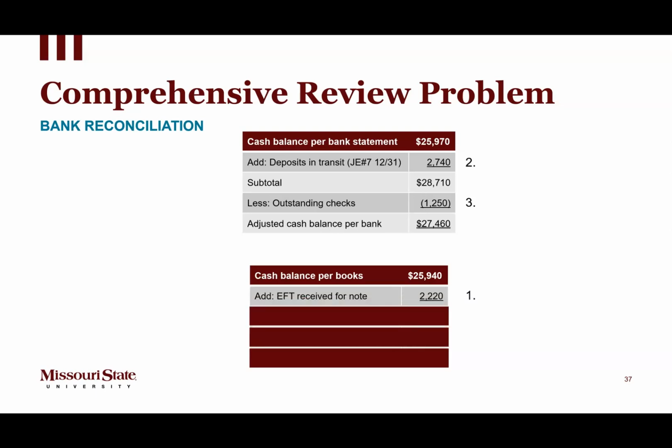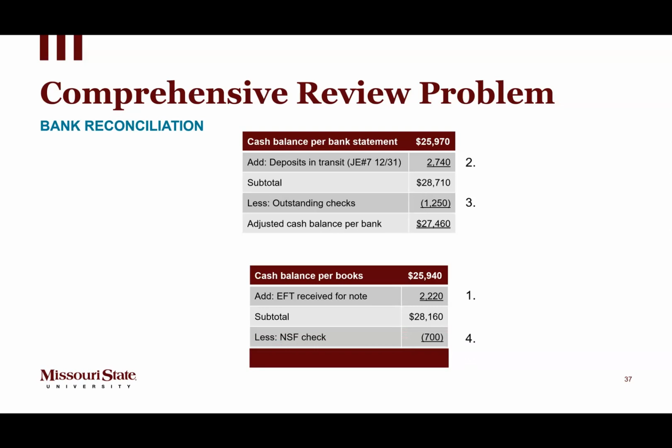So first thing we've got is the EFT received for note, that credit memo from the bank. They collected $2,200 for us. Well, we didn't know about that yet. So we've got to increase our cash on the books for that amount. That gives us a new subtotal of $28,160, okay? Now we've got to reduce it by the NSF check that the bank told us about. That's that non-sufficient funds check. So we're going to reduce that by $700, which gives us an adjusted cash balance per books of $27,460, which matches our bank. So we have reconciled our bank.